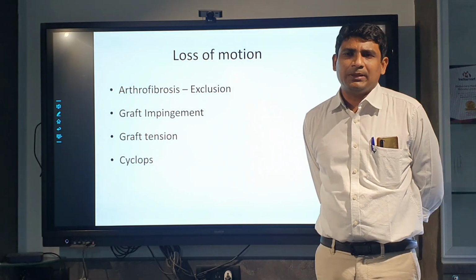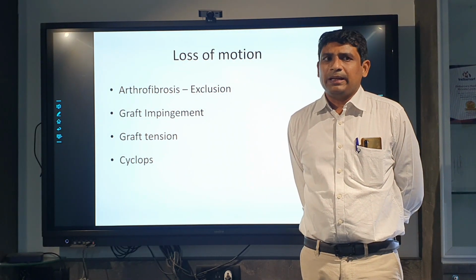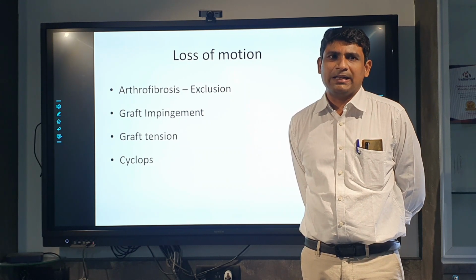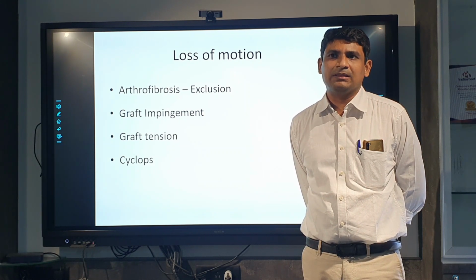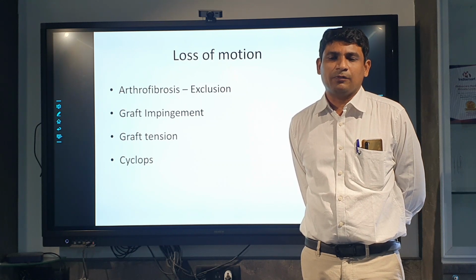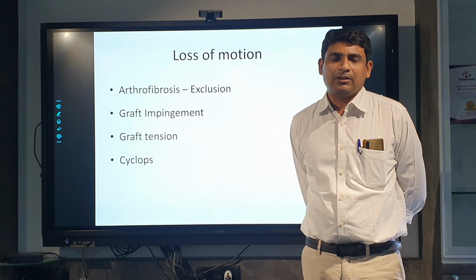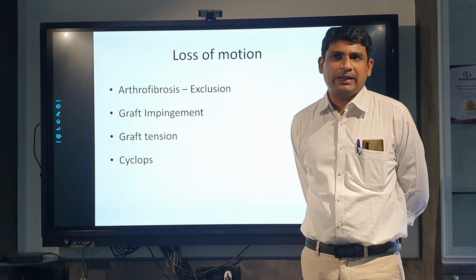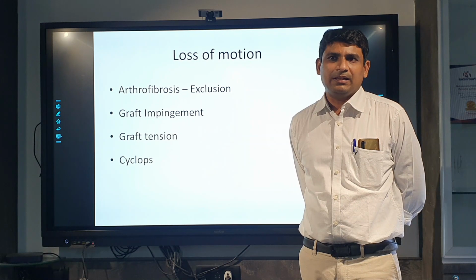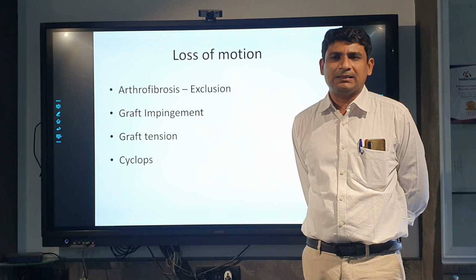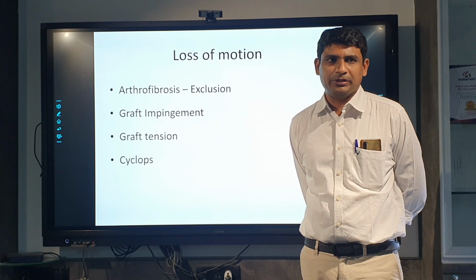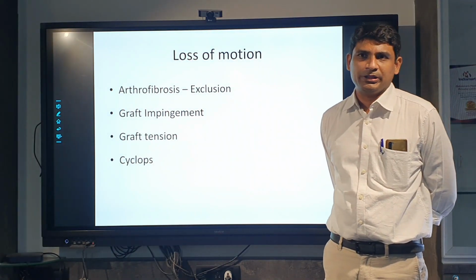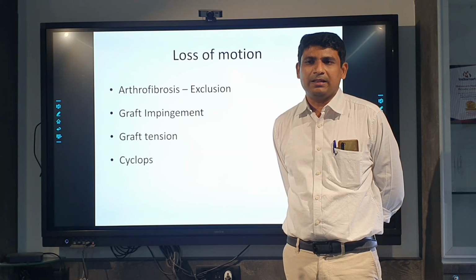The previous concept was that ACL surgeries were delayed for a longer period, until we get a good range of motion and the effusion all settles, in order to avoid arthrofibrosis and cyclops formation. But that concept is gone now. Nobody waits for ACL reconstruction. It can be done as early as the first or second day after injury, and that has shown even better results, like better range of motion, than delaying ACL reconstruction.